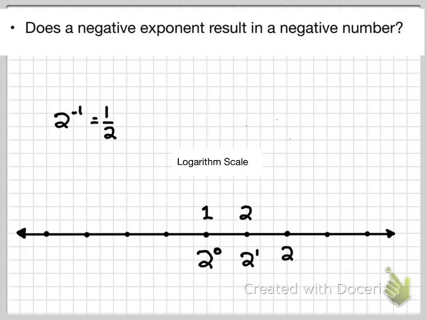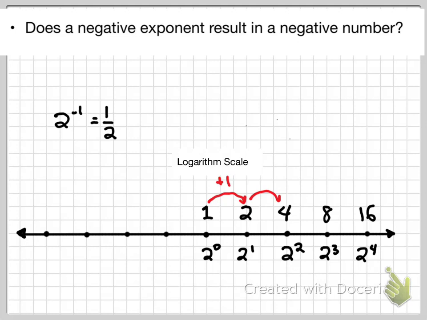Then let's say I have 2 to the second power. That's 4. 2 to the third power is 8. 2 to the fourth power is 16. Okay? So the reason this is called a logarithm scale instead of a linear scale is because if you counted the distance between each step, it's not consistent. So in other words, 1 plus 1 is 2, 2 plus 2 is 4, 4 plus 4 is 8, 8 plus 8 is 16.